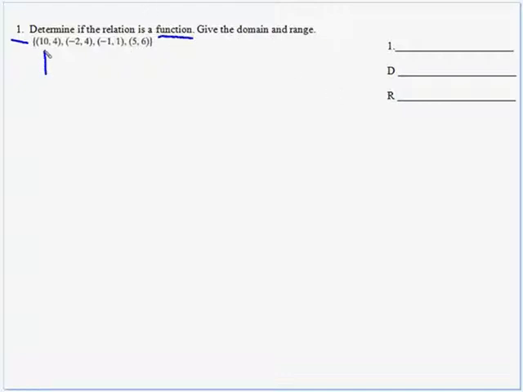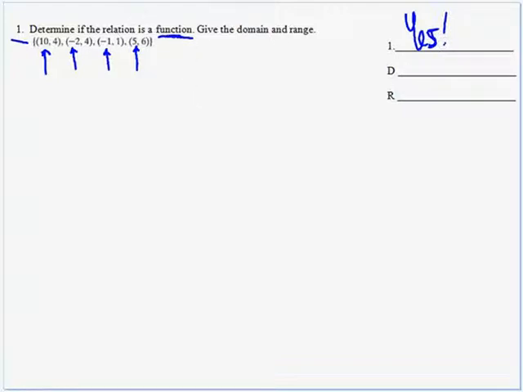Well, let's look at all our x values. Are they all different? We got a 10, a -2, a -1, and a 5. Since all of the inputs are all different, we can immediately say yes. That's supposed to be an S. Yes, it is a function.